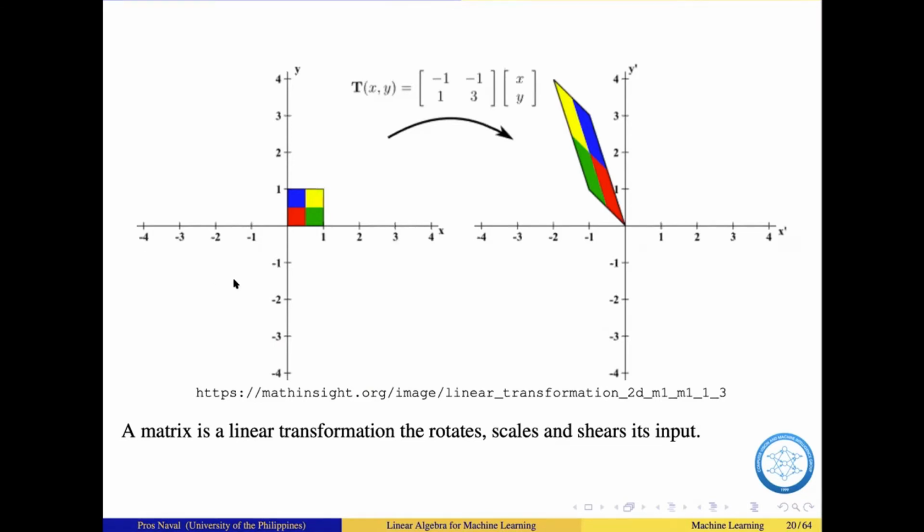The matrix may be viewed as a linear transformation that rotates, scales, and shears its input. So this is your input. When you multiply that by your matrix, which is a linear transformation, the output becomes like this. So it's scaled, multiplied along certain directions. Along this direction it's multiplied by this much, and along that direction by a factor less than 1. Also it's rotated and sheared. We will go into the details of this transformation towards the end of this lecture.